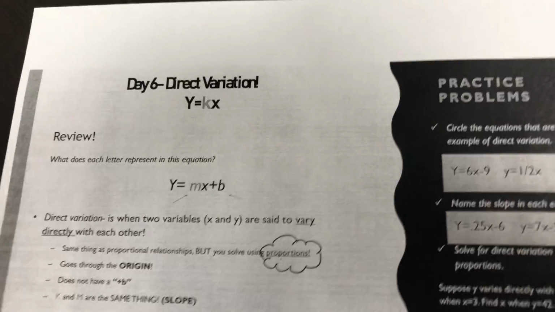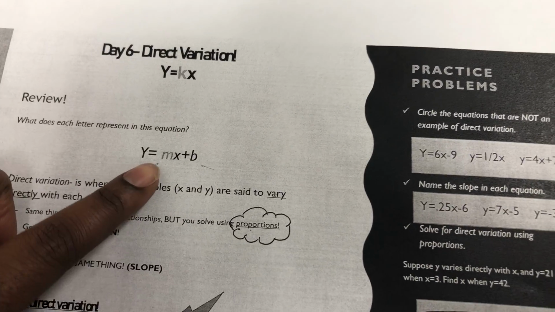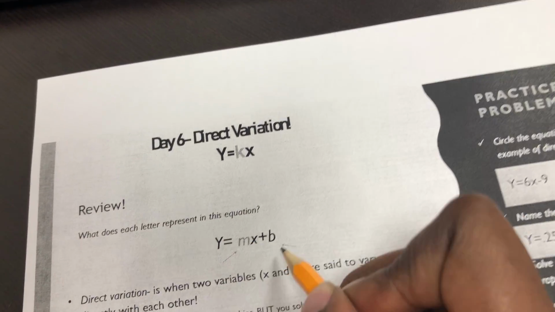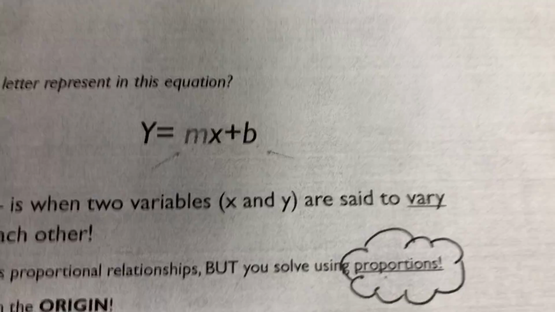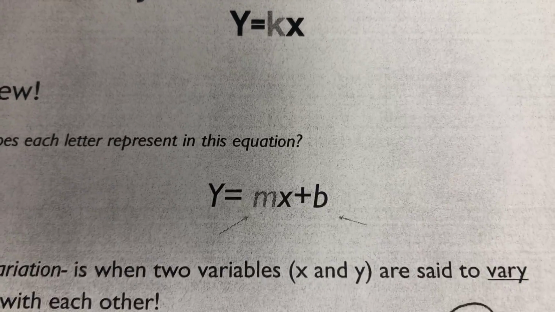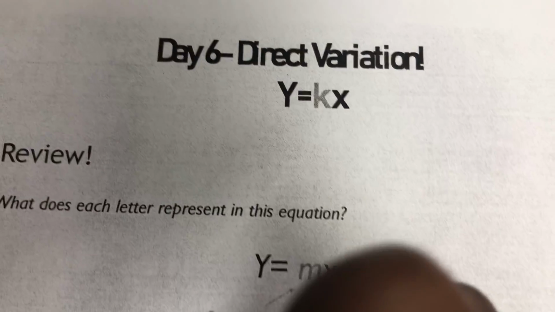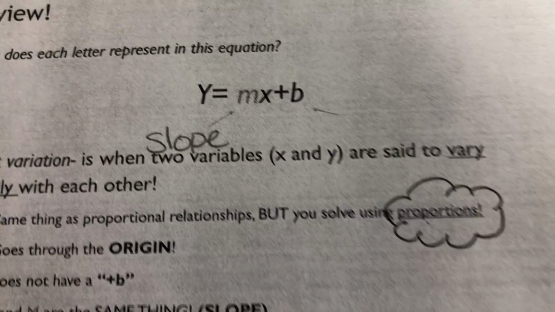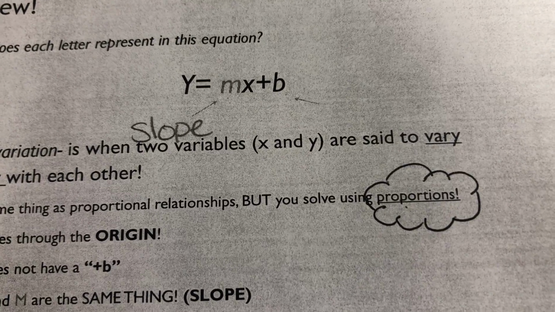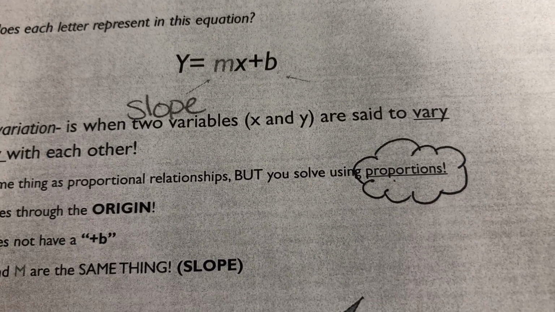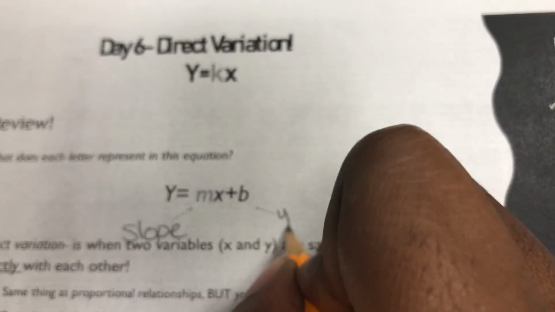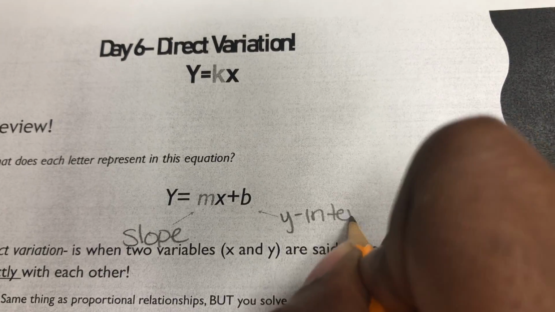So first off, I want to do a quick review right here. It says, what does each letter represent in this equation? They're pointing at the M and the B. What does the M mean in this equation? Always, always, always: slope. And we have to remember, slope measures the steepness of a line, how steep it is. The B is going to represent what's called the y-intercept.